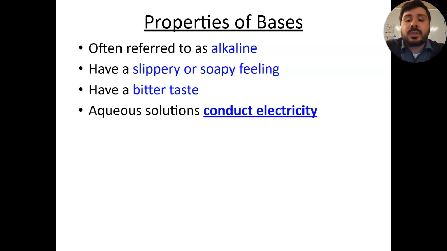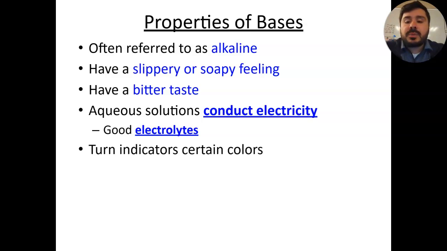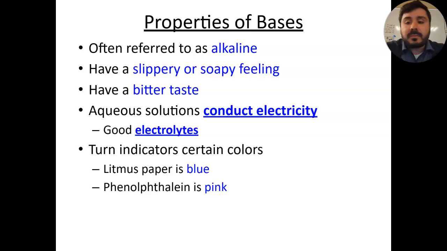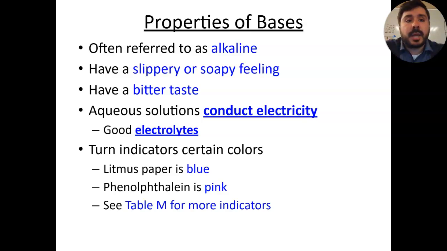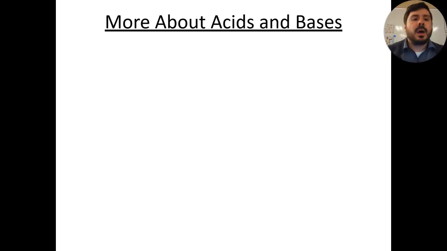An aqueous solution of bases is also going to conduct electricity, also considered to be good electrolytes. And then when it comes to indicators, they're going to turn some very specific colors. Litmus paper is going to turn blue. And this other phenolphthalein stuff that I was referring to, that you'll be encountering in your lab very soon, is going to turn pink, right? So the different colors you've seen so far with this phenolphthalein have been clear as well as now pink. Okay, so it's a pretty interesting indicator, and we're going to get really well acquainted with it very soon in the lab environment. And again, you can look at table M for some more indicators that are very specific to bases.